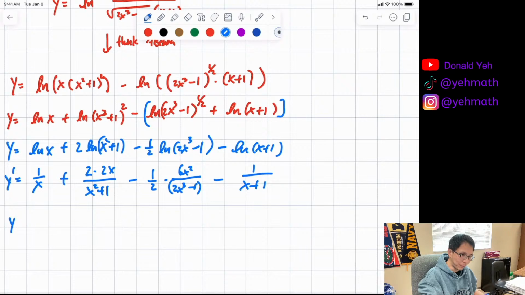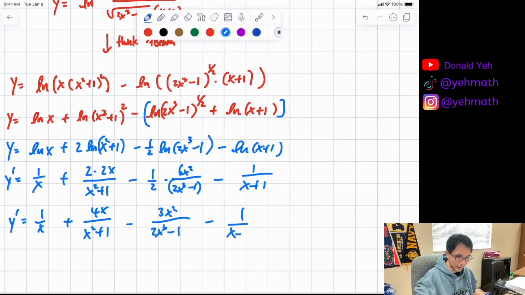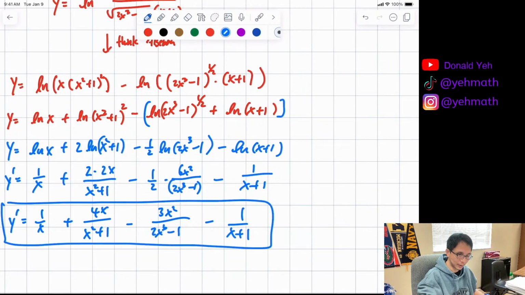I can simplify if I really wanted to, but I'm okay with you leaving it like this. This is probably the only simplification I really need you to do, just simplify the fraction, that's it. I don't need a combined fraction, that'll be ridiculous. And that'll be the answer. Am I going too fast? Yes?